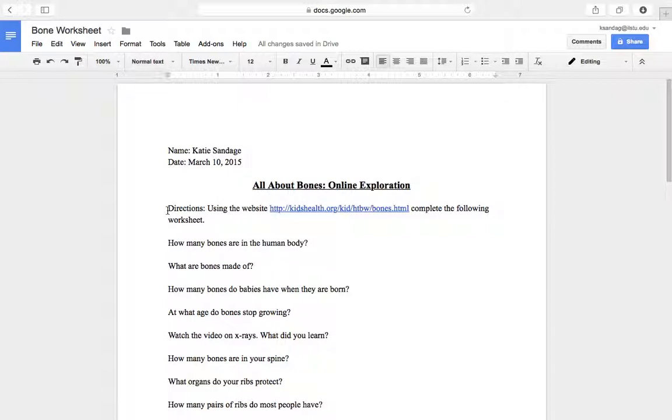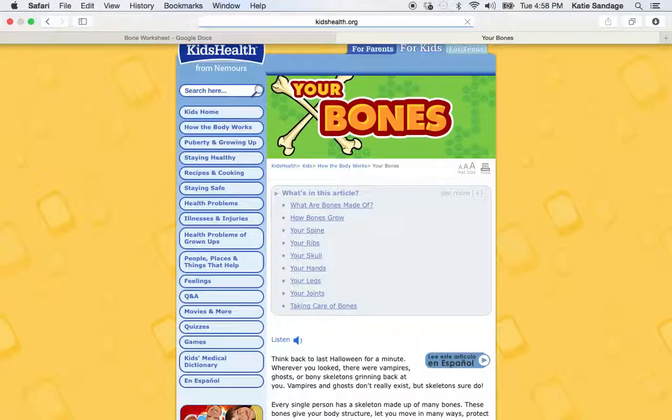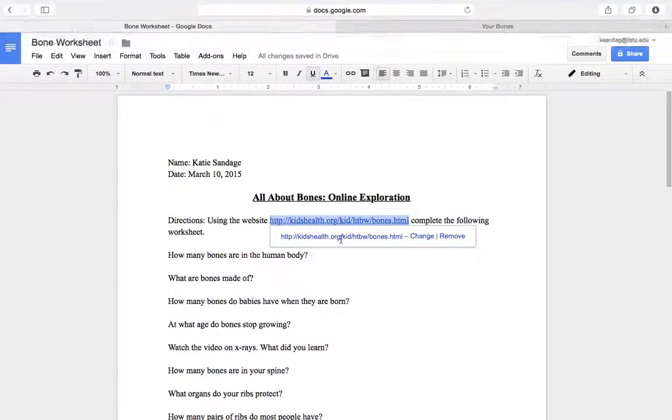Next, I'm going to look towards the directions. Using the website right here, and considering it's kidshealth.org, I'm going to be assuming we're learning about the human body, and complete the following worksheet. So, I'm going to copy that, open that up in a new tab. Now I'm going to go back and I'm going to look at my first question.